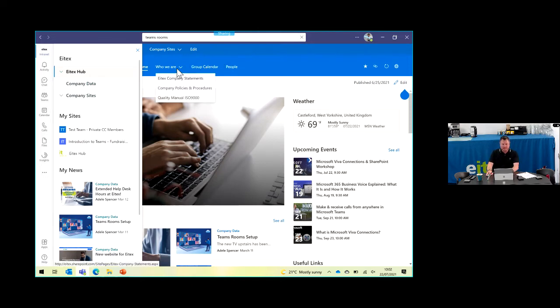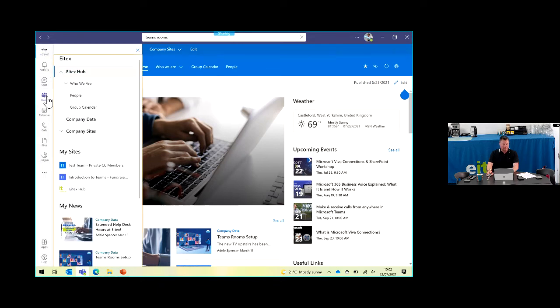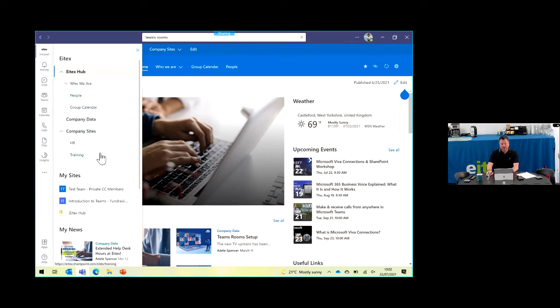The menu here is visible, so we can click out. We can be within Teams, for example. We don't need to go into the intranet. We can navigate straight into people, group calendar, HR, training, very quickly and easily, straight from within this pop-out menu. This is called global navigation. I'm not going to get technical today. That is as technical as I'm going to get. But this is global navigation.